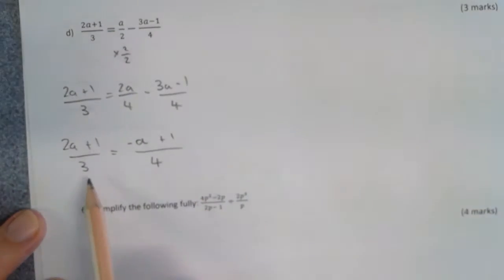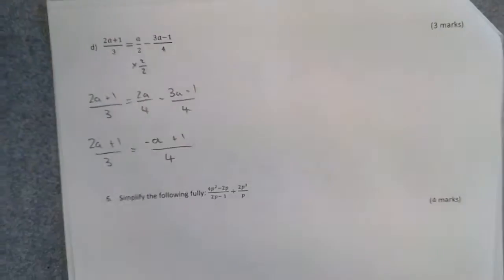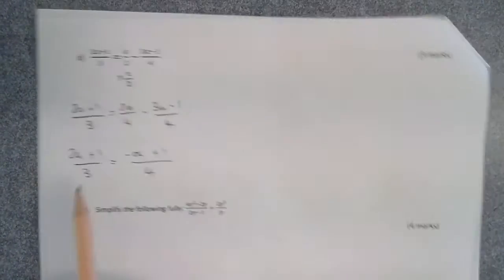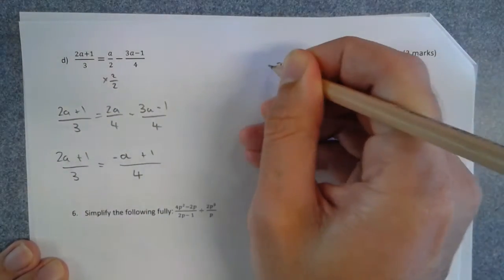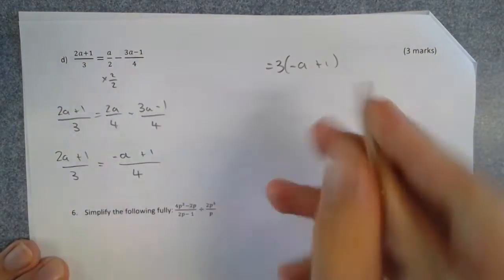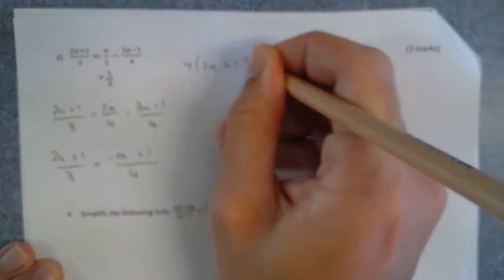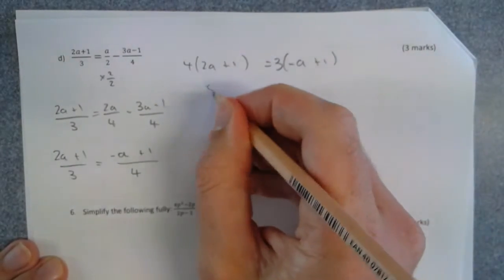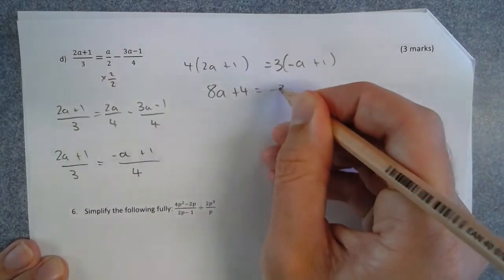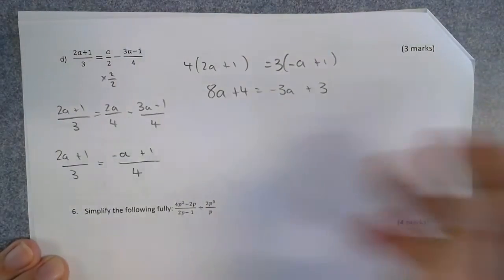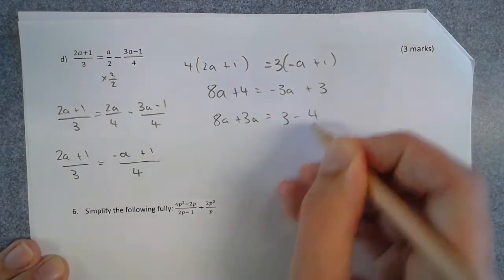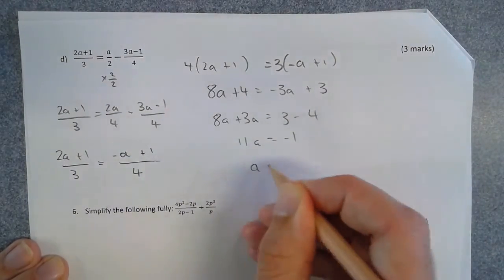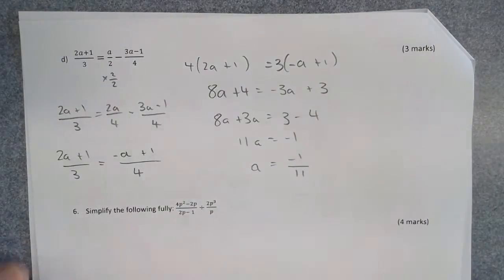Now we're going to cross multiply because this side is divided by 3. So because this side is divided by 3, we're going to times this side by 3. So it's 3 lots of minus a plus 1 on the right. Because it's divided by 4, we times this by 4, so it's 4 lots of 2a plus 1 on the left. Expand and simplify. 8a plus 4 equals minus 3a plus 3. Move my a's to this side. And the plus 4 becomes minus 4, so 11a equals negative 1. A must be minus 1 over 11.